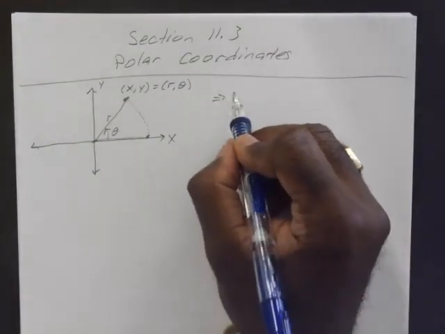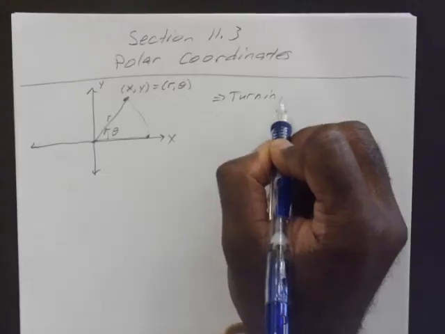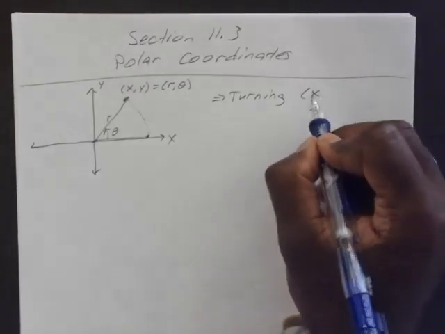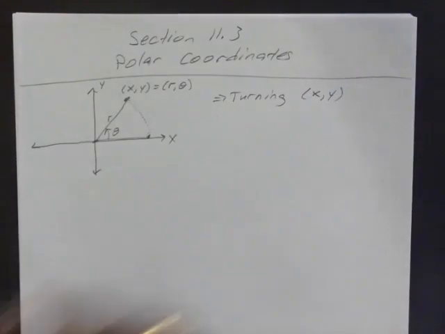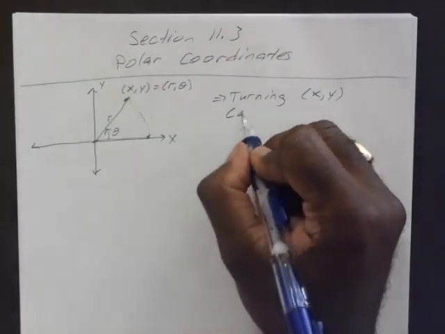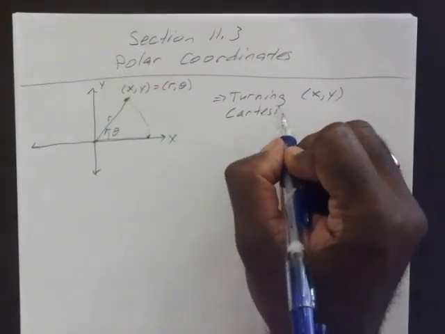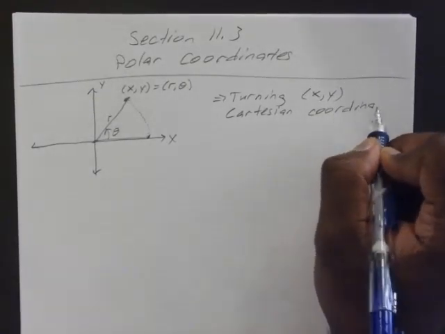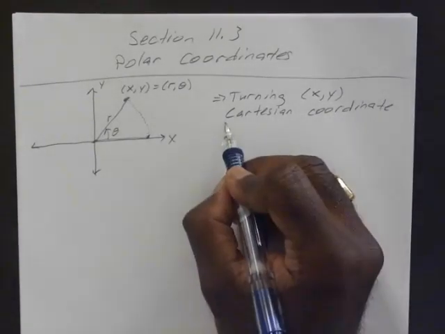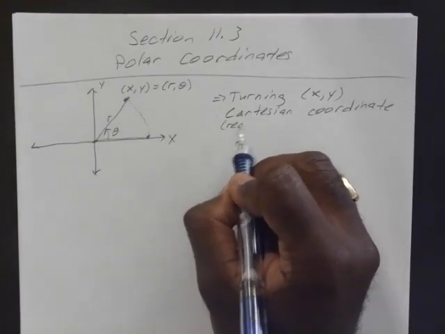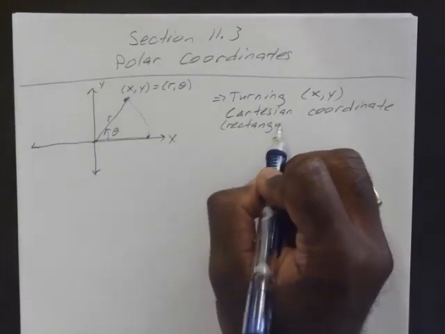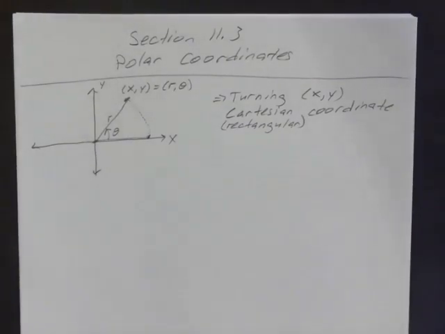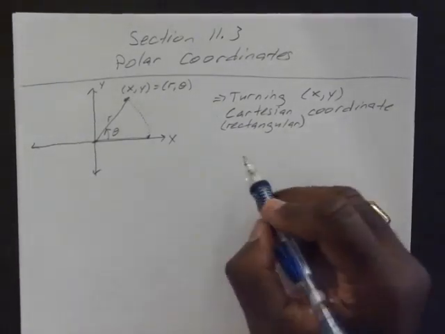So all we did is we turned an XY Cartesian coordinate, or rectangular coordinate, depending on who you ask, into a polar coordinate.